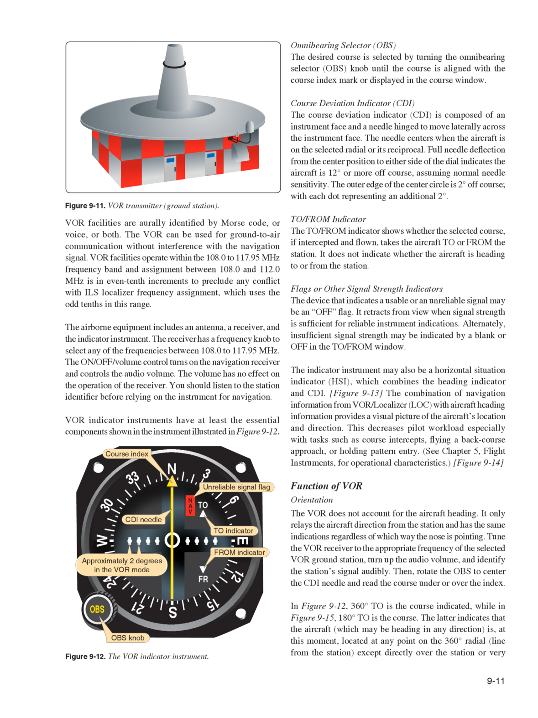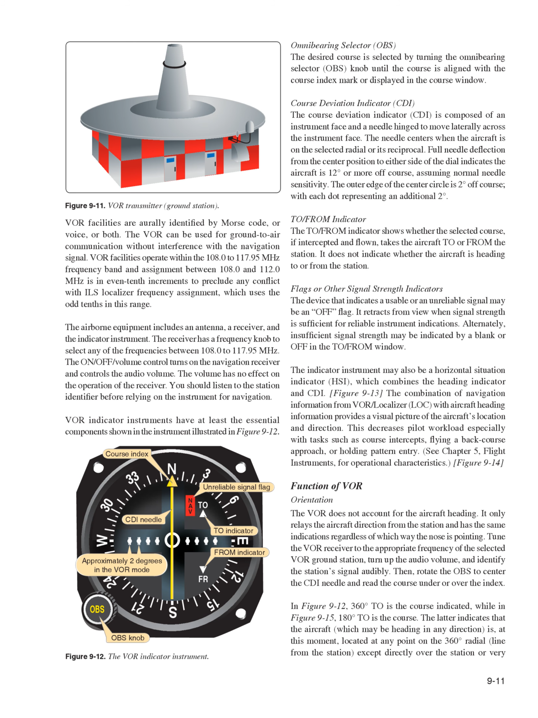The airborne equipment includes an antenna, a receiver, and the indicator instrument. The receiver has a frequency knob to select any of the frequencies between 108.0 to 117.95 MHz. The on/off/volume control turns on the navigation receiver and controls the audio volume. The volume has no effect on the operation of the receiver. You should listen to the station identifier before relying on the instrument for navigation.